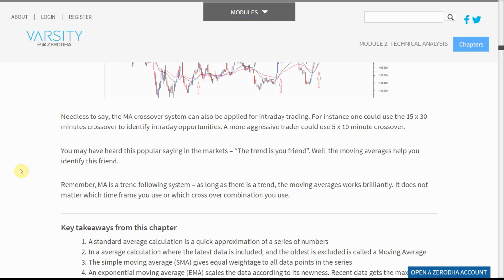You may have heard this popular saying in the markets, the trend is your friend. Well, the moving averages help you identify this friend. Remember, MA is a trend following system. As long as there is a trend, the moving averages work brilliantly. It does not matter which time frame you use or which crossover combination you use.